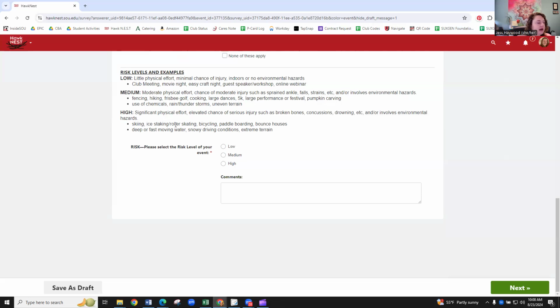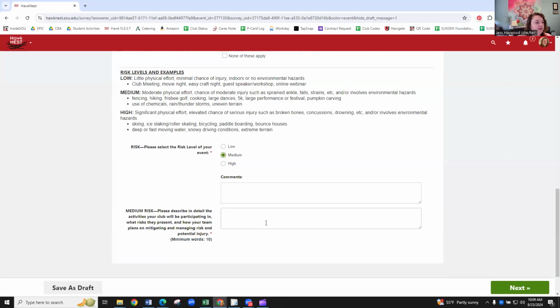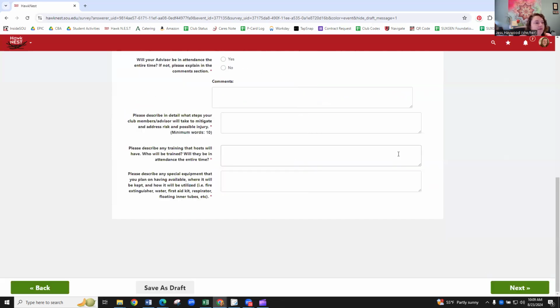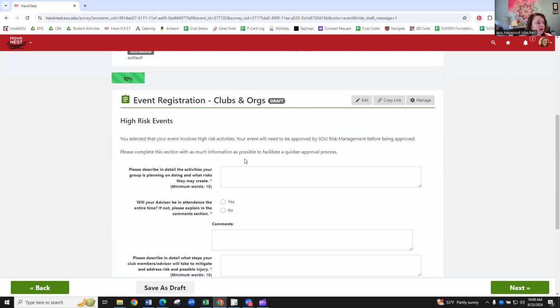So that includes skiing, ice skating, bicycling, paddleboarding, bounce houses. They don't seem that dangerous, but we've had people break arms on them. So you're going to choose the level of your risk. If you choose medium, it will pop up just a little bit of information to please explain the risk that's involved. If you choose high, it will bring up a completely new page that's got more information in it.